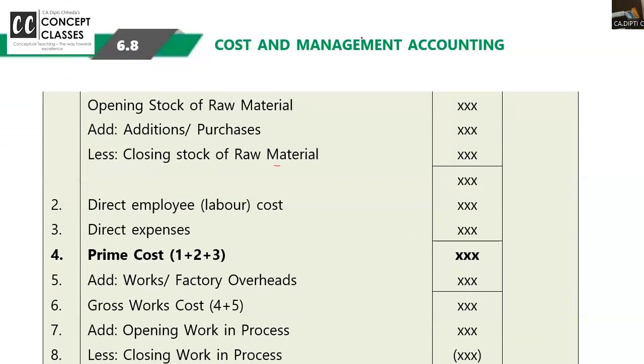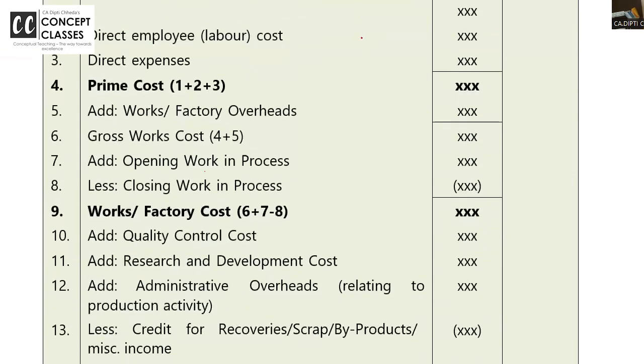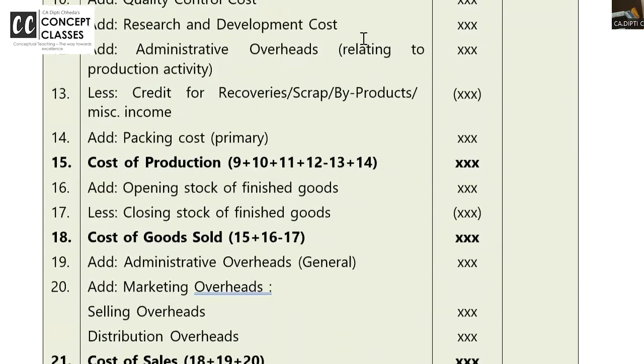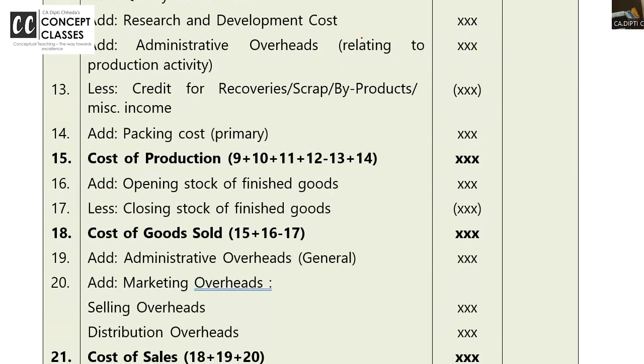We will value the closing stock of raw material here at the material level. Work in progress will be valued after the factory overhead, right? And finished goods will be valued at cost of production. Cost of production tak ka pura expense finished goods mein aata hai.